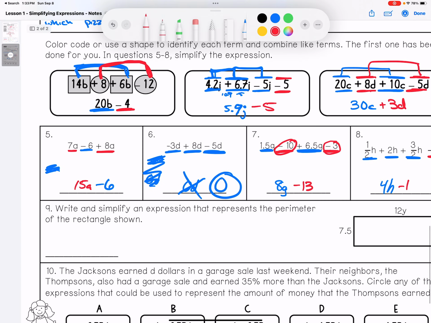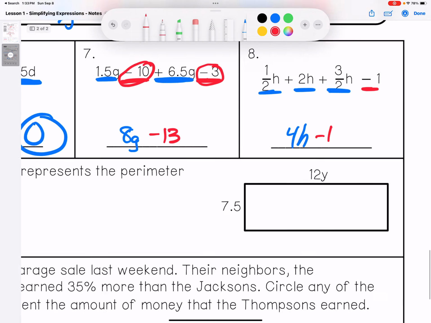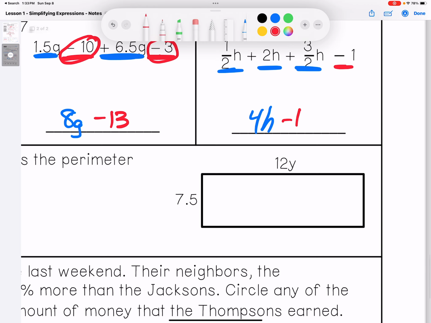All right, so now we're going to write and simplify an expression that represents the perimeter of the rectangle. Now we're talking about perimeters. We've been doing these on bell ringers. We know that this side up top is equal to the side on the bottom, right? And this side is equal to this side. I think y'all have told me that before.